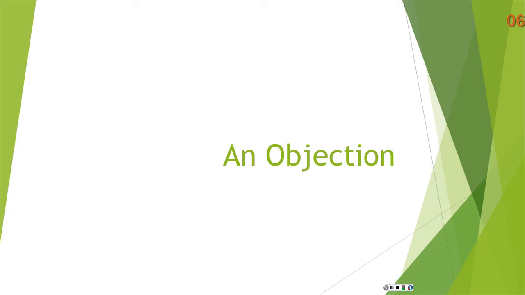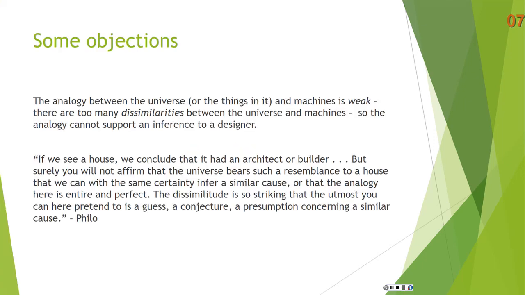So Philo, if you recall, is the character in Hume's Dialogues Concerning Natural Religion who is sort of irreligious. He tries to attack arguments for God's existence. And what he says is something like this: the analogy between the universe and machines is weak. There are too many dissimilarities between the universe and machines, so the analogy can't support an inference to a designer. So he's saying, hey, Cleanthes, you say the universe is like a machine, but in what way? They're so dissimilar, the argument can't be supported by the analogy.